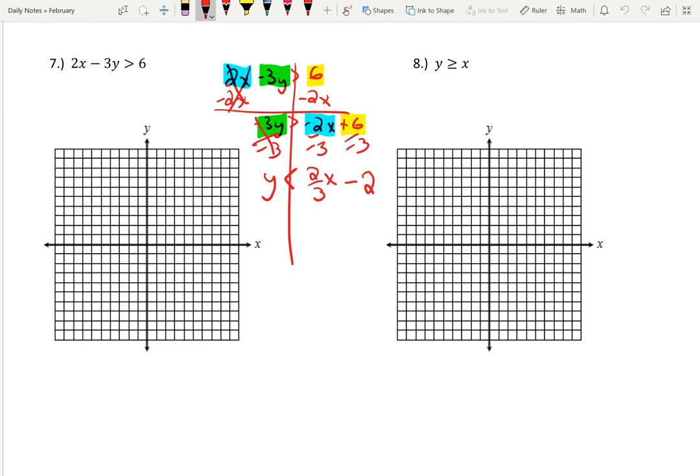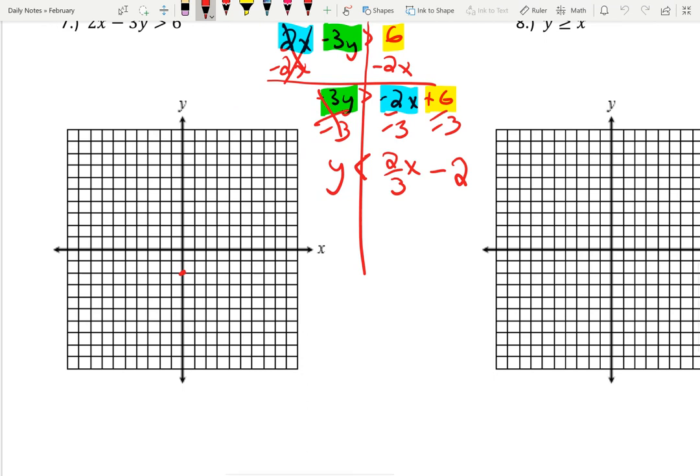We have our y-intercept is at -2, so we'll go on the y-axis. We'll go down to -2. And our slope is 2/3. Remember, rise over run. So rising 2 means up 2. Running 3 means right 3. So 2 up, 3 right. That puts us right here, and here, and here. And we can go backwards as well.